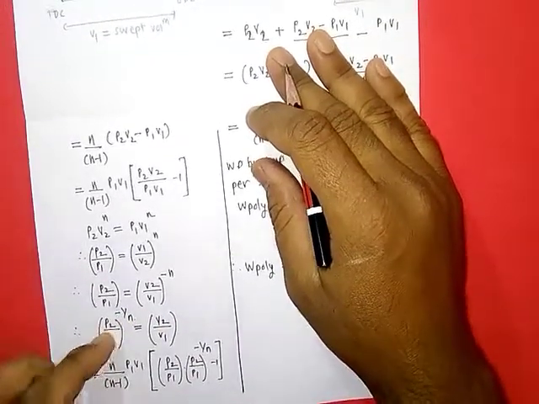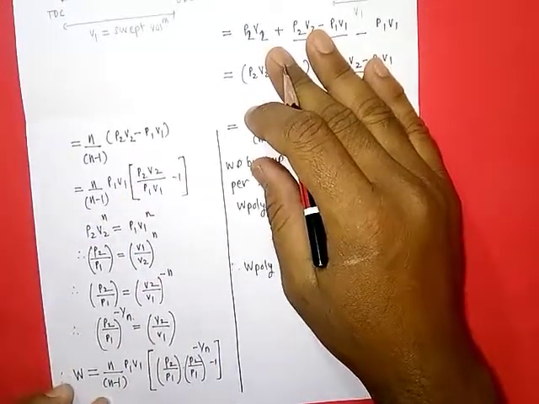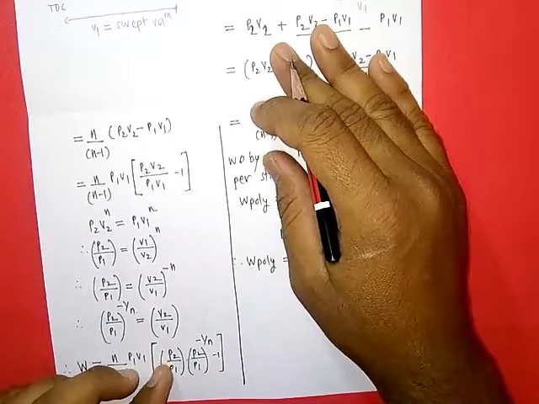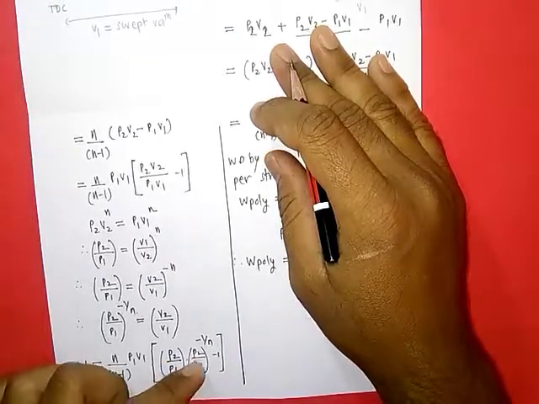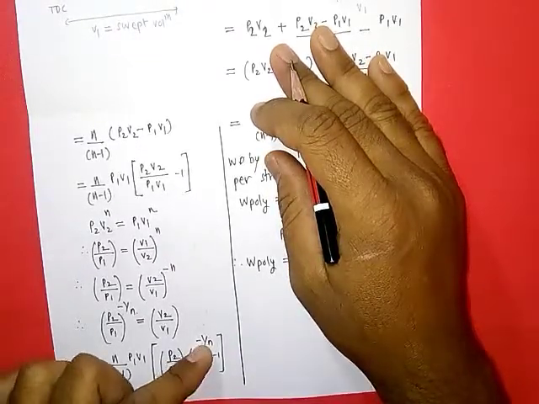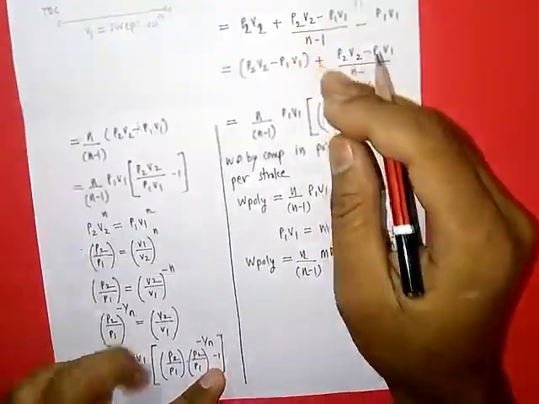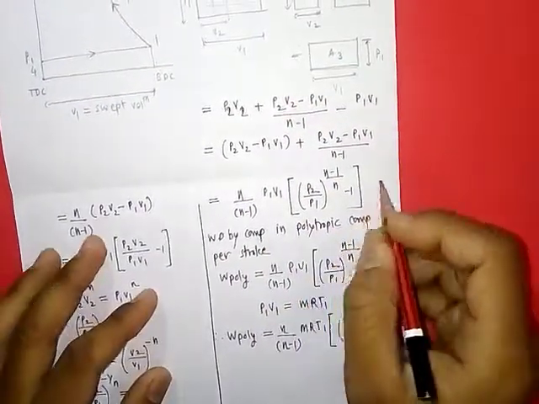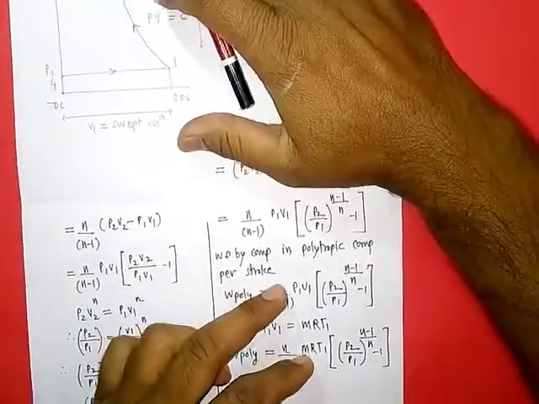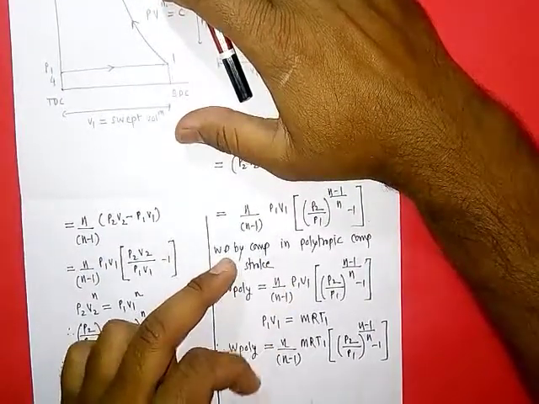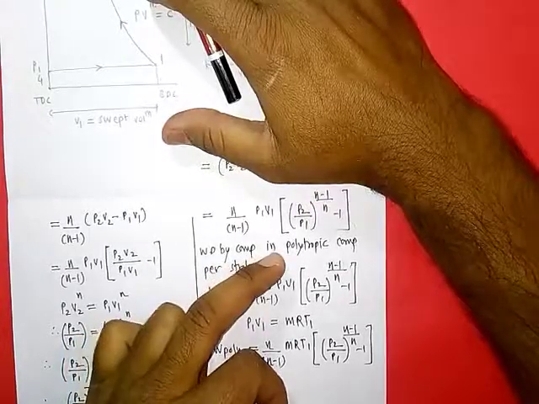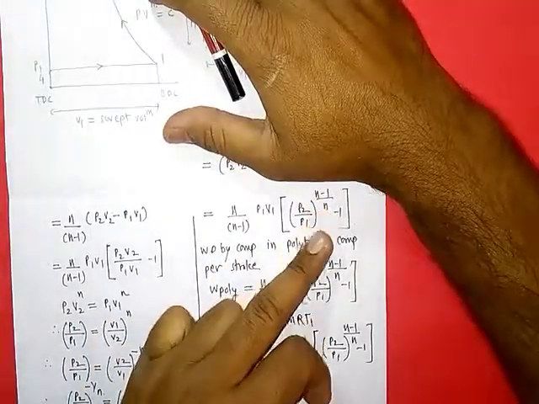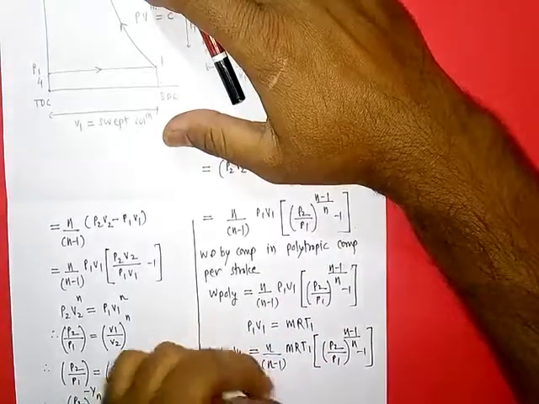So putting this value in this equation, we will get work done = n/(n-1) P1 V1 [(P2/P1)^((n-1)/n) - 1]. So this comes to this equation. This is nothing but the work done by the compressor in polytropic compression. This compression is according to the polytropic process.